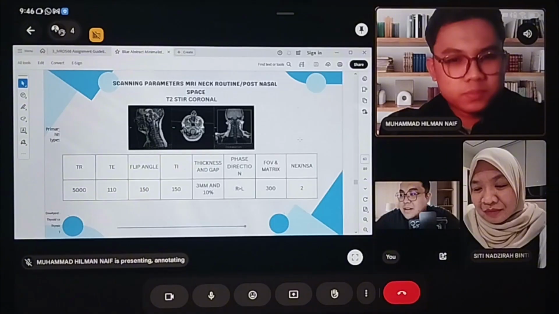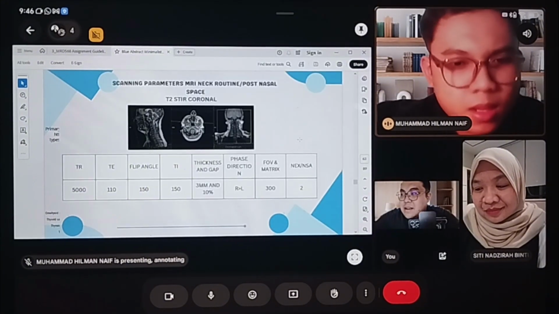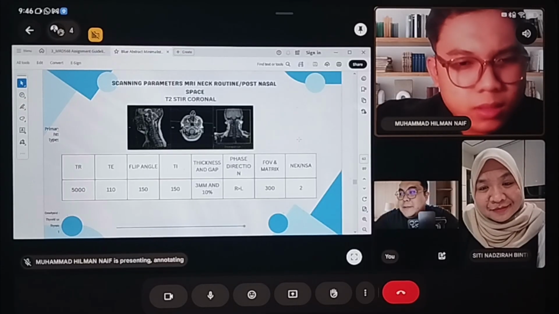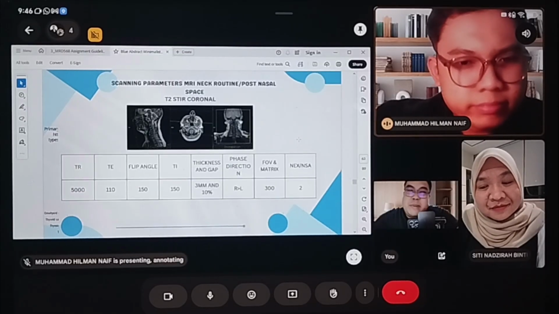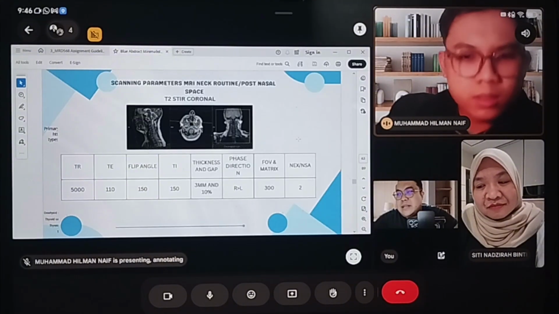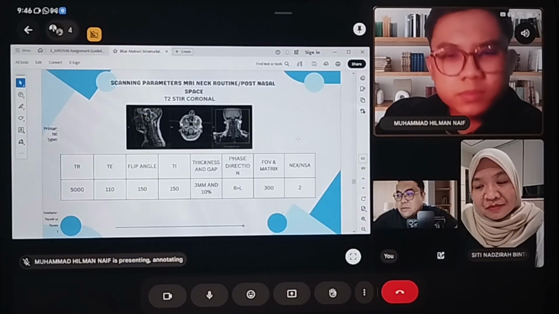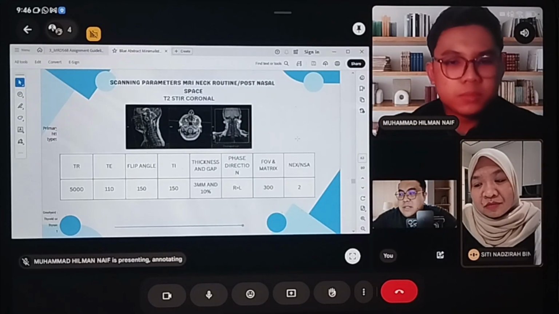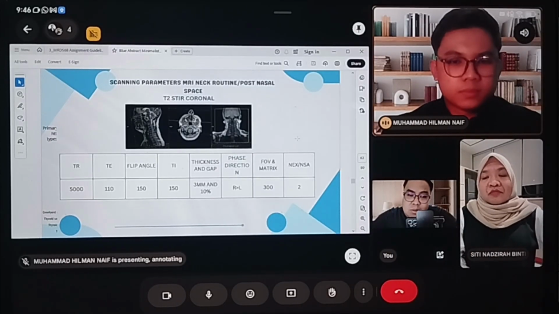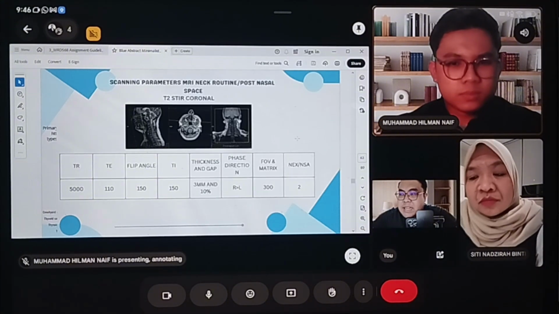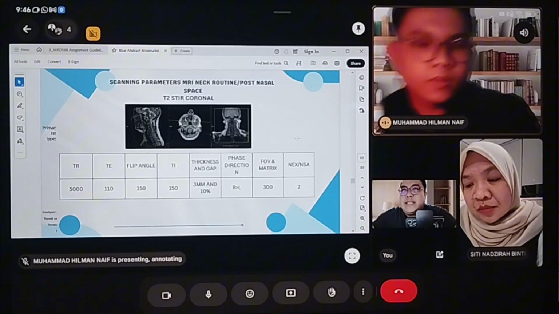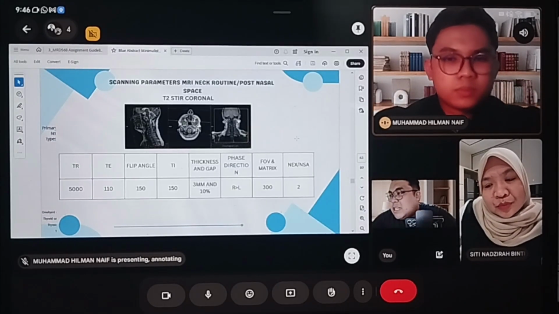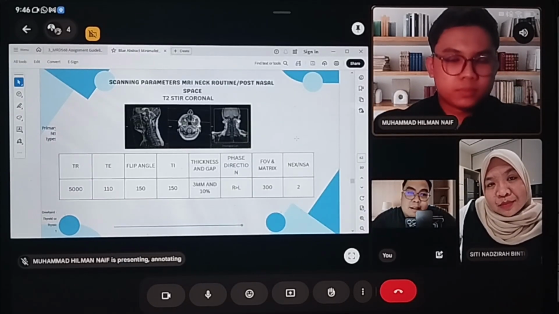So Hilman, what do you think? I plan to explain the parameters in a simple way. For example, why the long TR and TE will increase the T2 images. For STIR also, why it is used to suppress the fat, and for the DWI, why it is used to detect any tumor and also infection. I think it is a very simple explanation that everyone can understand.